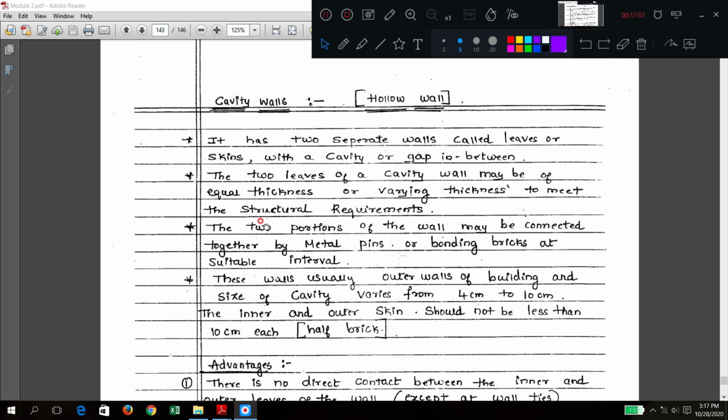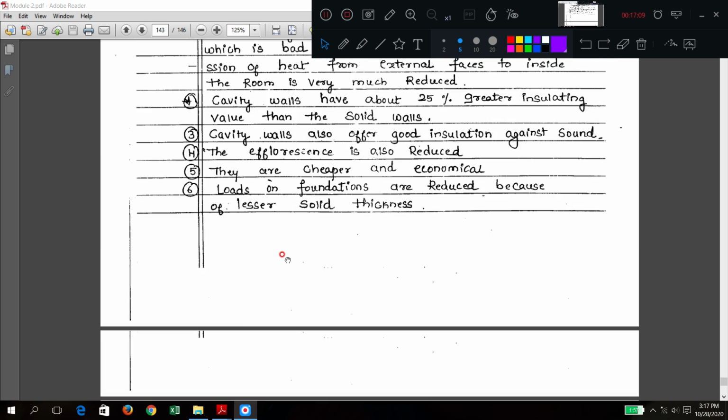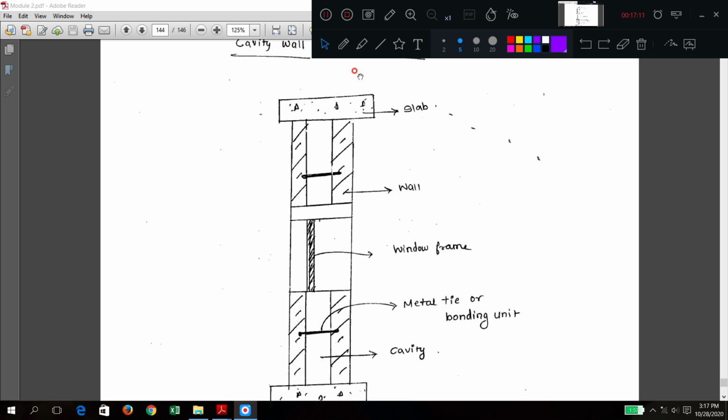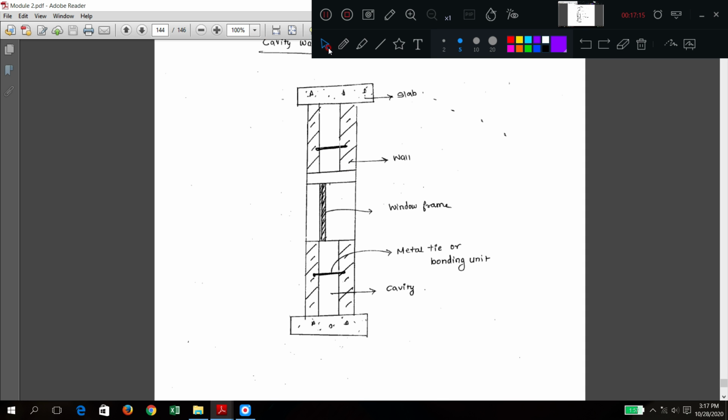Cavity wall is very important. So let us see the first diagram, the cross section of that cavity wall. This is a typical cavity wall diagram. Foundation is there. This is leaf 1, this is leaf 2. Some masonry is there, and in between this is a cavity. After construction of this part and this part, they are joined by some metal ties.